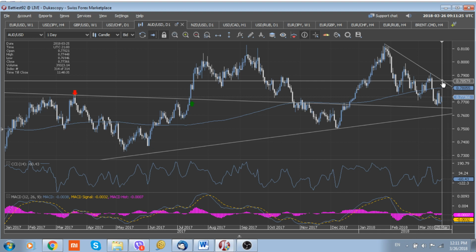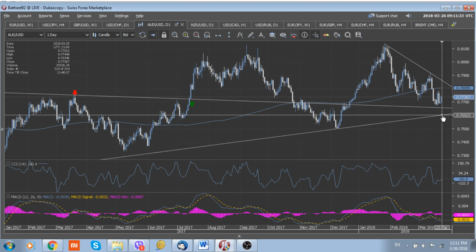Anyway, from a longer term point of view, the longer term uptrend lies around 0.76, and while above that line, we still suggest that the pair should sooner or later resume its underlying bullish trend.